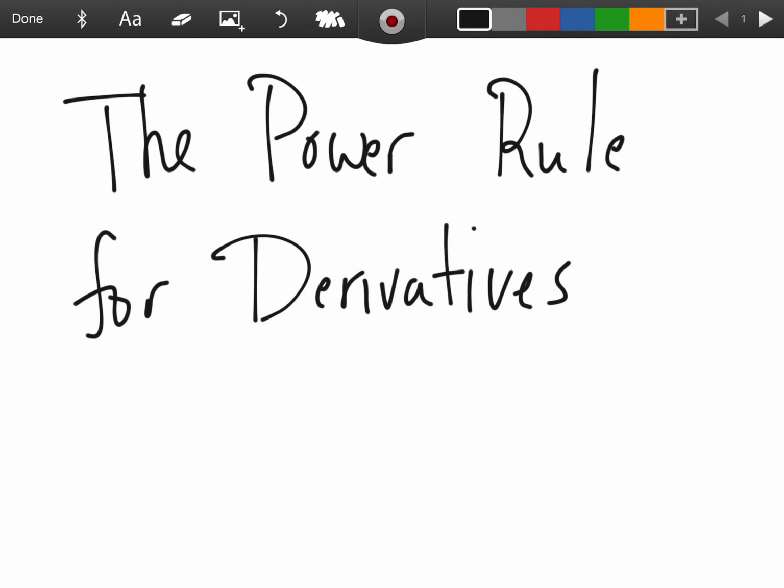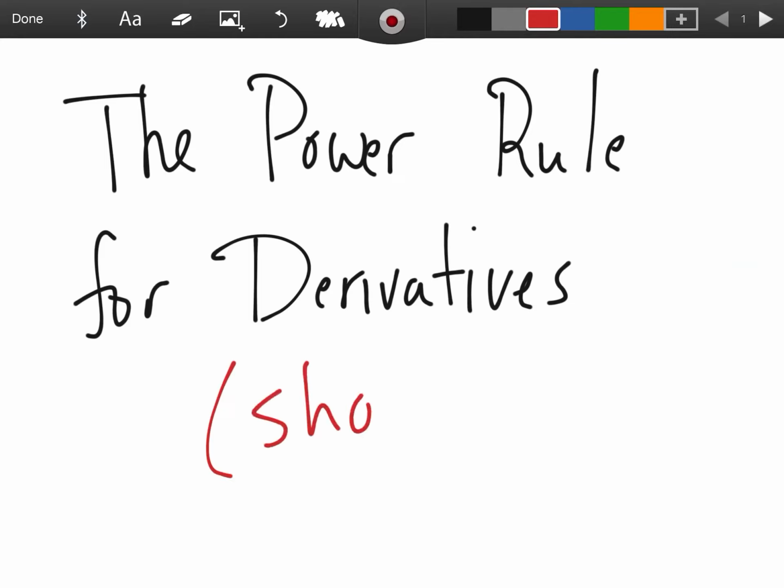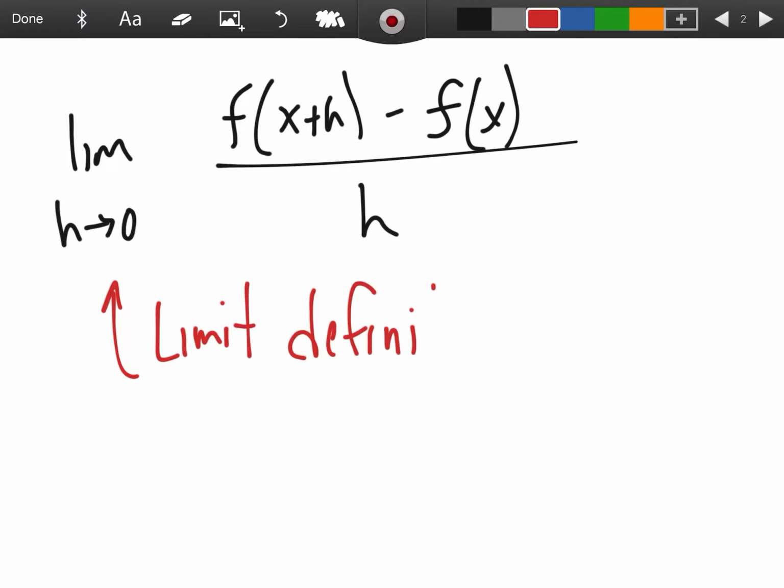All right, in this video, we are going to be taking a look at the power rule for derivatives. And this is really just a shortcut for all the stuff that we were doing last night with that limit as h goes to 0 of f of x plus h minus f of x all over h. We were using this yesterday, and we still definitely could use this, right? And this is our limit definition of the derivative.